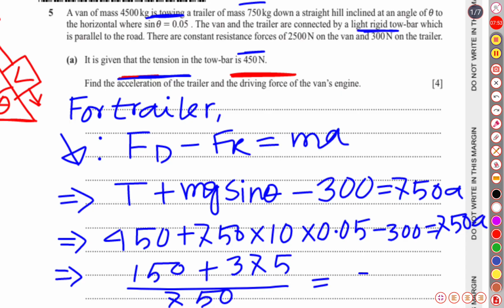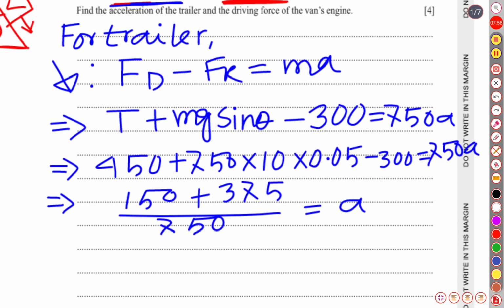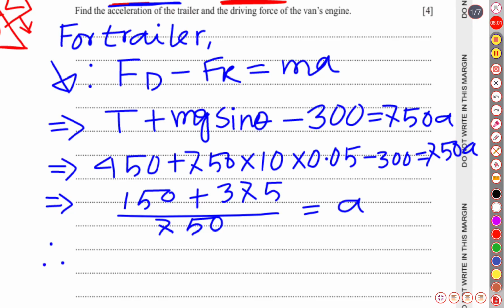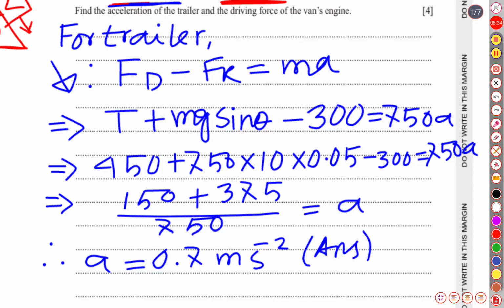Equal to acceleration, well, acceleration of the trailer. Hence, the final value of a, let me use my calculator, is 150 plus 375 over 750. So our acceleration is going to be 0.7 meter per second squared. So that is the answer to the first part. This is not all, it is one of the answers. Okay, we can write here the answer notation.